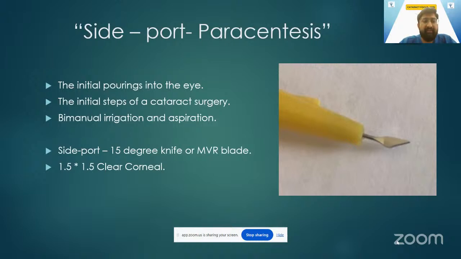The first thing you talk about is the side port, also known as a paracentesis. It is important because it is the initial entry into the eye. The initial steps of cataract surgery are through it, and for somebody who uses bimanual irrigation and aspiration, these side ports are very important. A side port is usually made with a 15-degree knife or an MVR blade, and it's usually 1.5 by 1.5 clear corneal, be it in SICS or phaco.